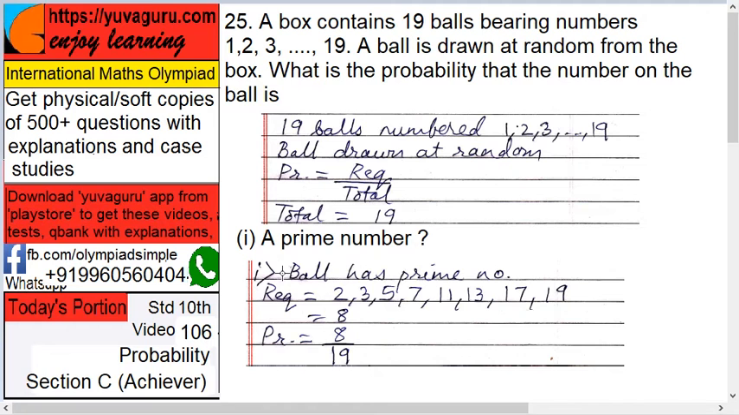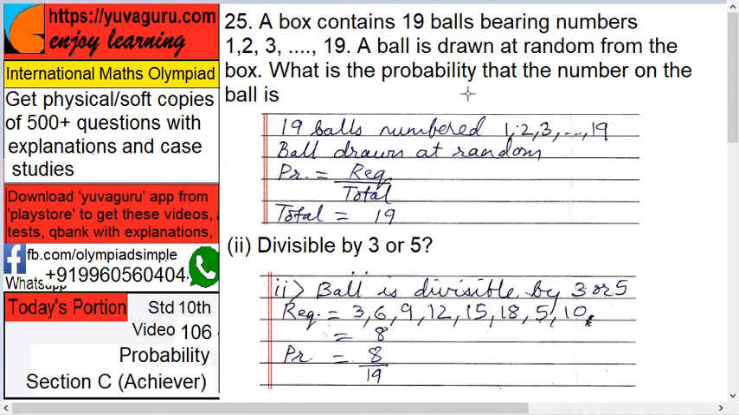So first is prime number. How can the ball have prime number? What are the prime numbers between 1 to 19? So 1 is not a prime number, always remember that. 2, 3, 5, 7, 11, 13, 17 and 19. So how many? 8. So probability is what? Required is 8 upon total is 19. So 8 by 19 is the required answer.